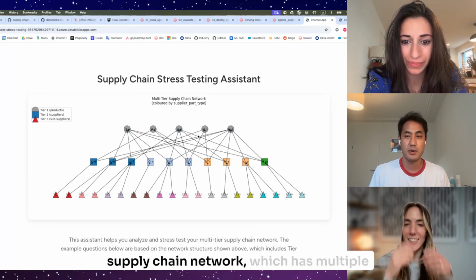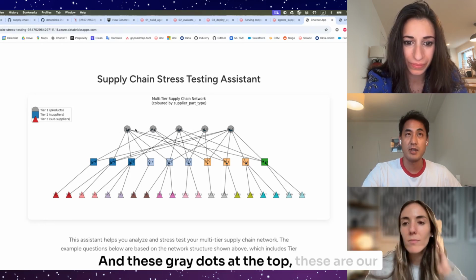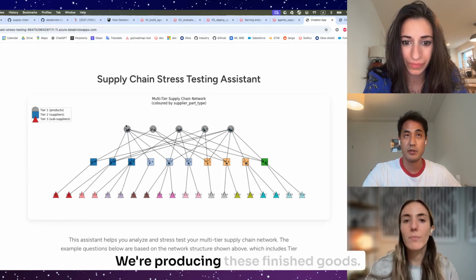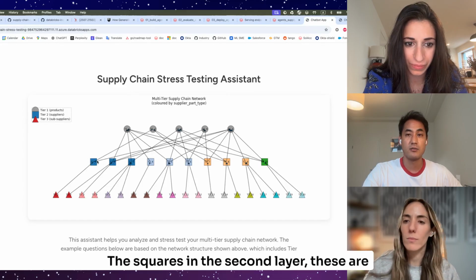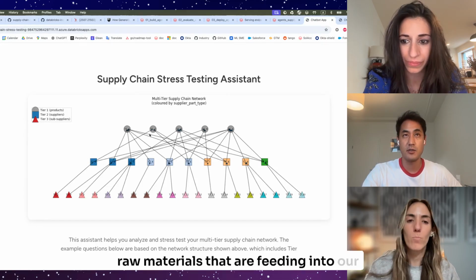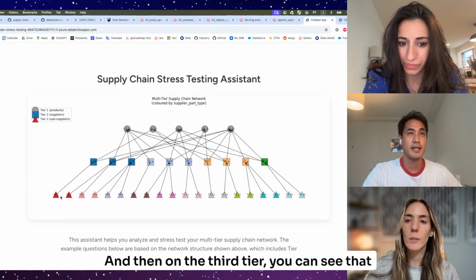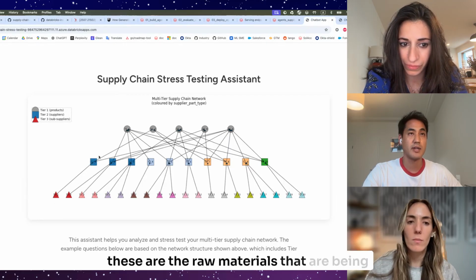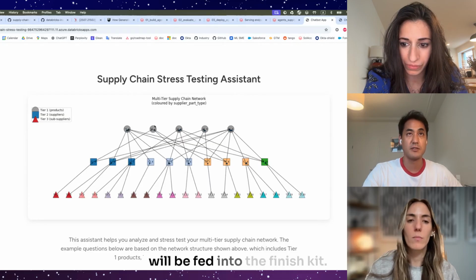So in this demo, what we're going to do is look into this toy model of a supply chain network, which has multiple tiers. And these gray dots at the top, these are our finished goods. We're producing these finished goods. And the squares in the second layer, these are raw materials that are feeding into our finished goods. And then on the third tier, you can see that these are the raw materials that are being consumed by the raw materials, which in turn will be fed into the finished goods.